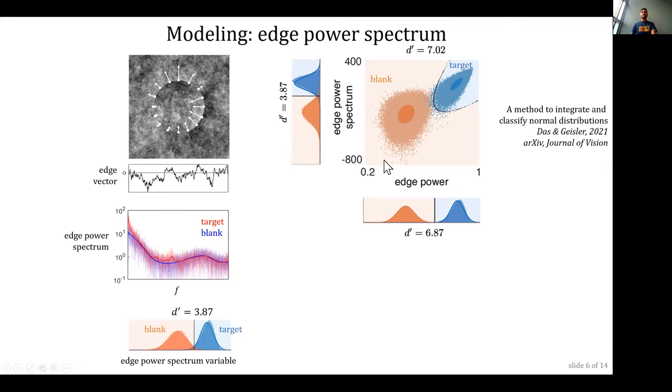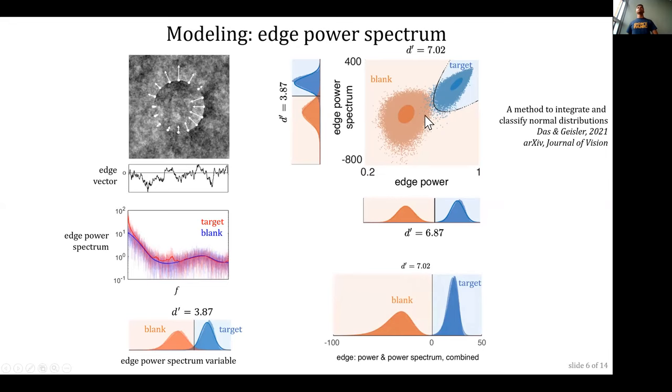Another cool thing that you can do is combine these two variables into one. And this is what this shows you. You use a method to combine these two variables into a single variable. And now you're back to a single variable, which we can call the edge variable because it combines the edge power spectrum, and it is able to discriminate the target and the blank images with the same level of discriminability as in the two-dimensional case. So this is an example of what might be called dimension reduction, reducing the number of dimensions or number of variables in a problem.